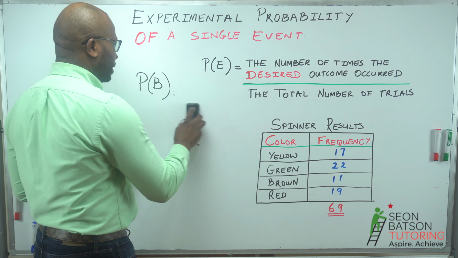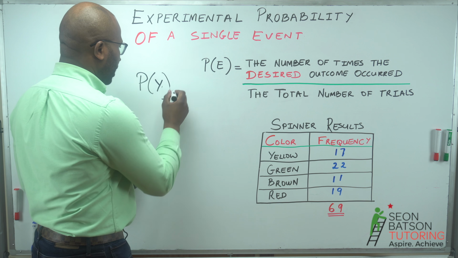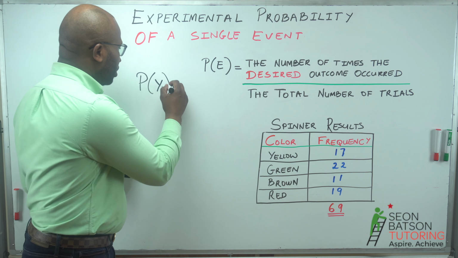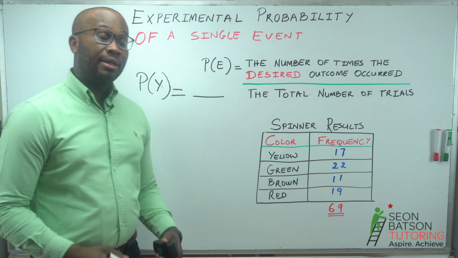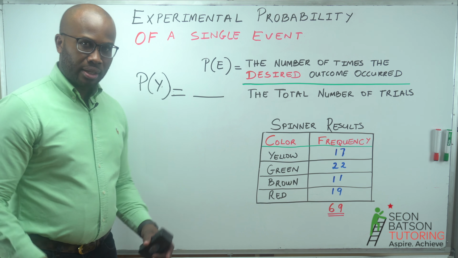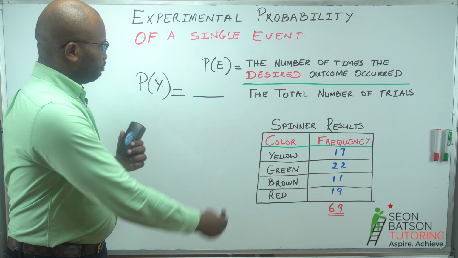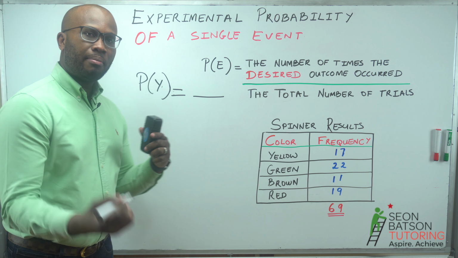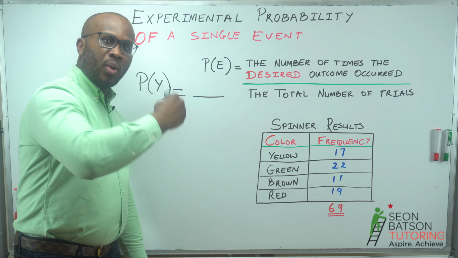You try one. What if I want the probability of yellow? I want to know the likelihood, or the probability, of me getting yellow the next time I spin the spinner. Give it a try. If you need to, you can go back and look at the first two examples we worked. Pause the video, give it a try, and come back. See if we get the same answer. All right, welcome back.